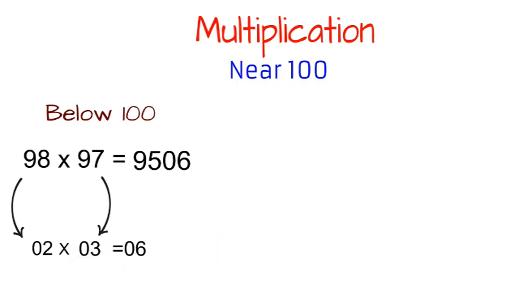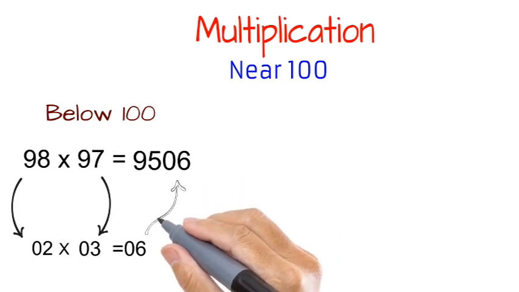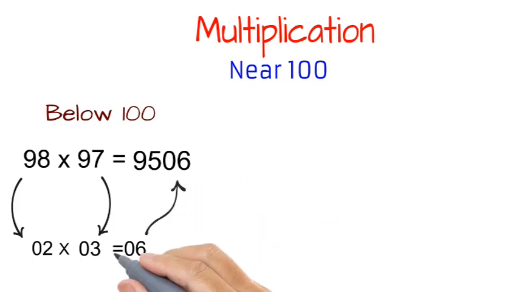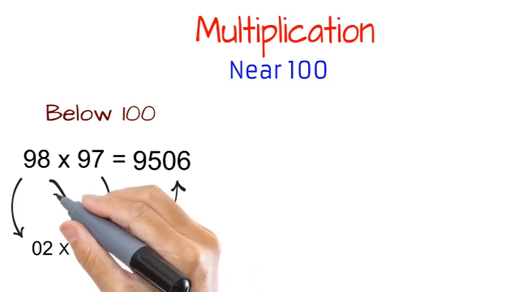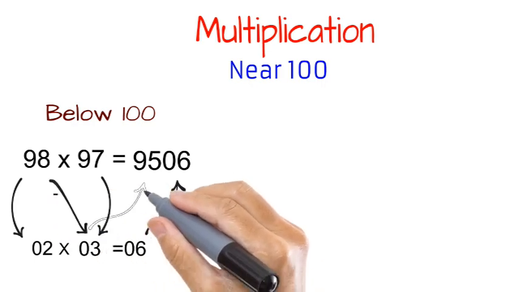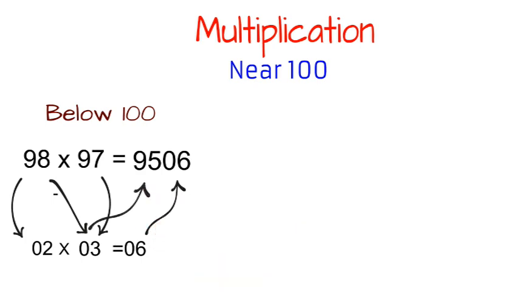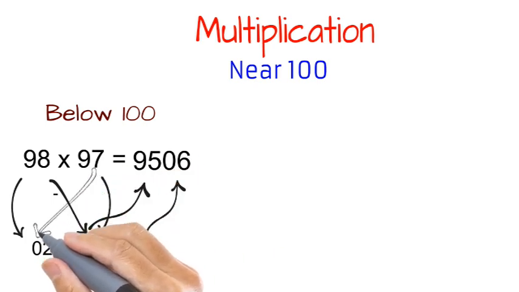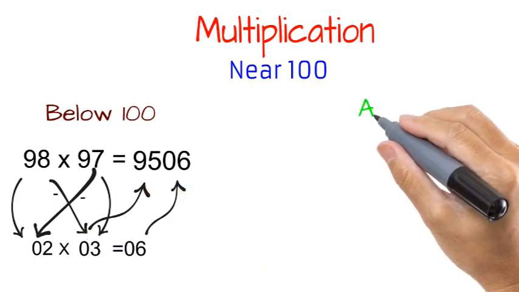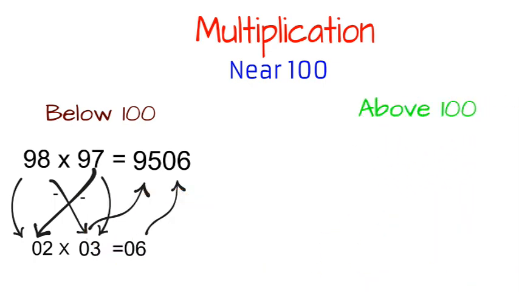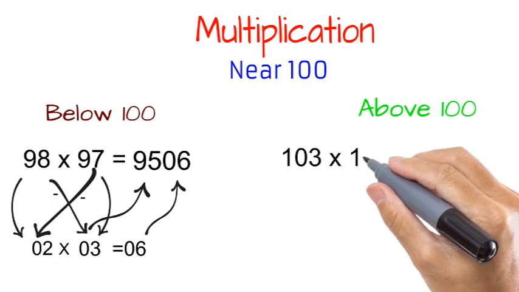This is very important to put 06, so it will come here, and then you have to subtract: 98 minus 3, which is equal to 95. Or on the other hand, you can also do 97 minus 2, which is also equal to 95. So that's the answer. And here we are going to see above hundreds.